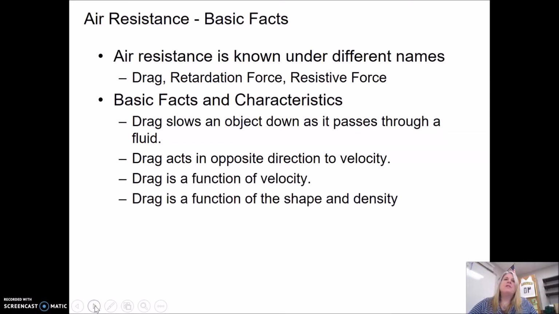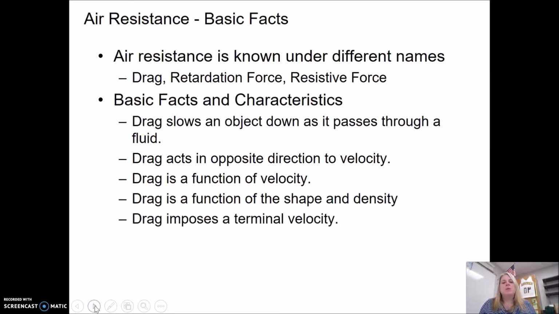But it's also a function of velocity, and this is why we didn't do it in AP Physics 1, because it's a variable force. And so as the speed of an object goes up, velocity goes up, so does the drag force. Drag is also a function of the shape of the object and the density of the fluid it's moving through. So even drag is different depending upon what object we're talking about.